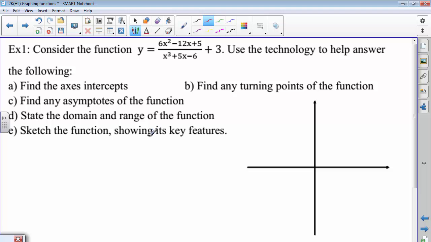So right now, we need to look at this example 1. In example 1, you look at this function. This is a rational function, but the top is a quadratic function, the bottom is a cubic function. Then you divide them, then add 3. This is a very complex one. Use the graphing calculator to help answer the following questions: the x-intercepts, turning points, asymptotes, domain and range, then sketch.